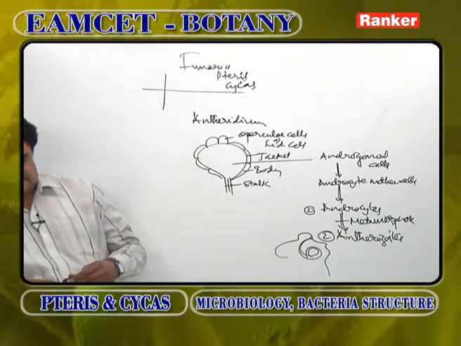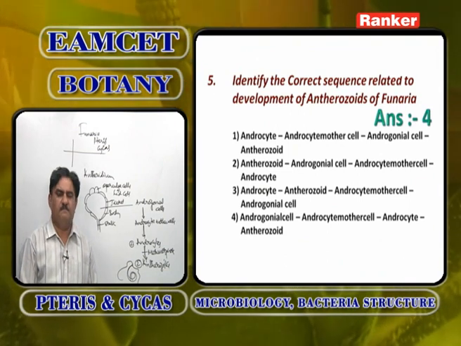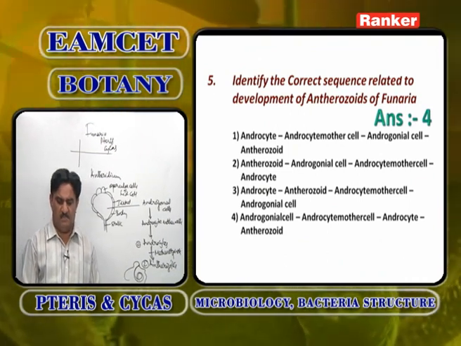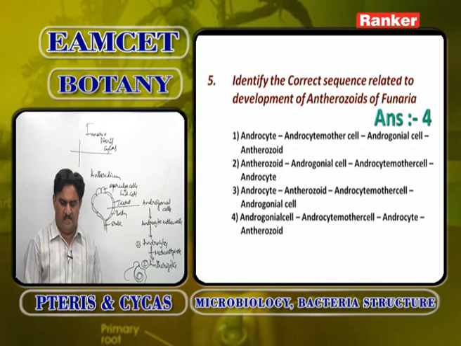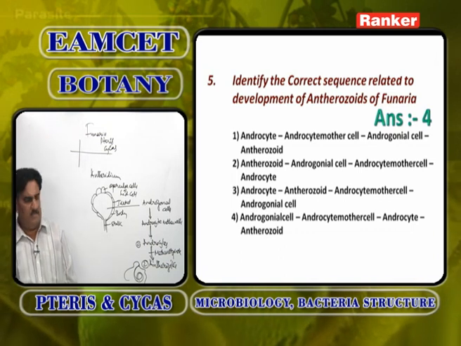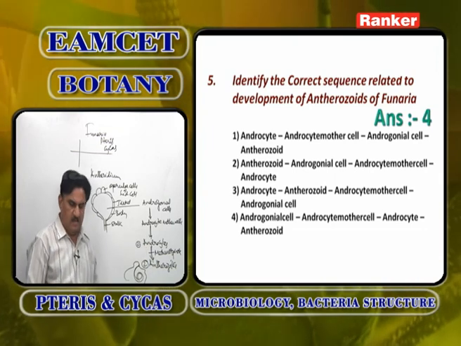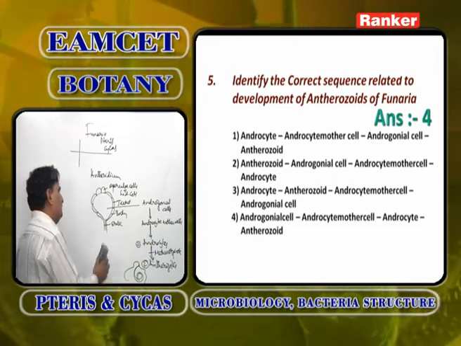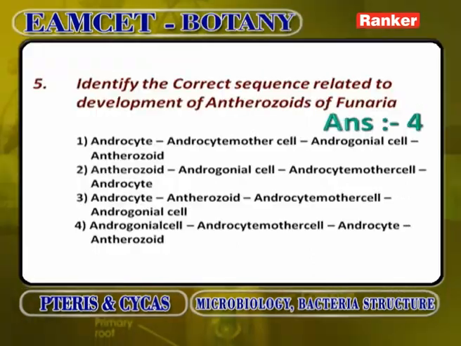So the correct sequence related to development of antherozoids of Funaria is the 4th option: androgonial cell, androcyte mother cell, androcytes, antherozoids. It is not androcyte and androcyte mother cell, androgonial cell. It is not antherozoids, androgonial cell, androcyte mother cell. It is not androcyte, antherozoid, androcyte mother cell, androgonial cell. The correct sequence is androgonial cell, androcyte mother cell, androcytes, and every androcyte metamorphoses to form 2 antherozoids. So the answer is the 4th one.